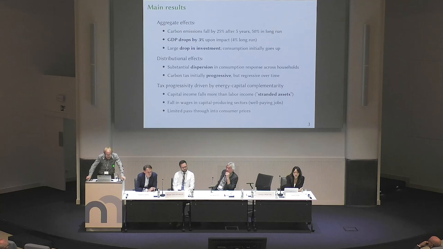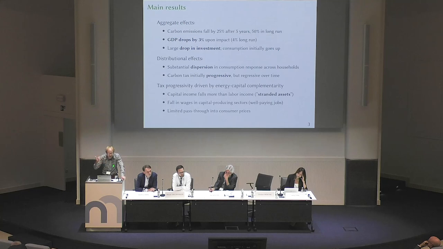We also see that it's the sectors that produce capital goods that are going to suffer the most in the short run because of this fall in investment. We're going to move our production of capital goods towards energy efficient capital goods, but the traditional capital goods production goes down, and so people working in those sectors are going to see a big fall in their labor income.